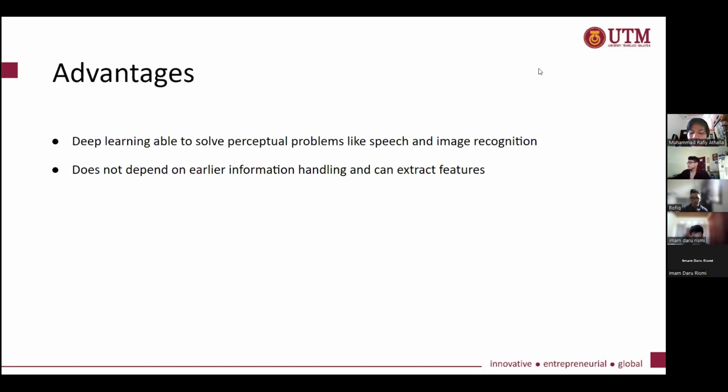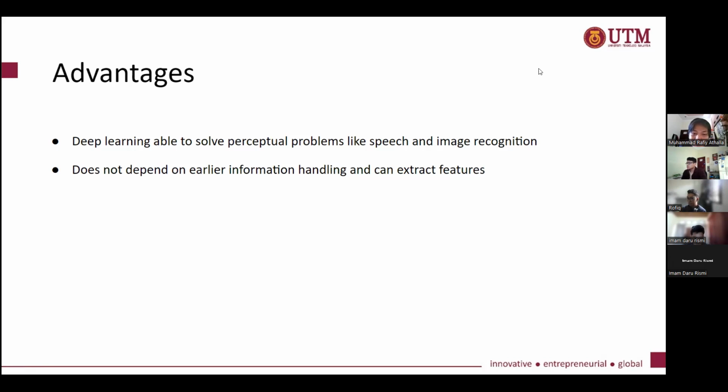Okay, I will explain the advantages and the limitations of deep learning. Firstly, the advantages. From the 5 articles that we reviewed, overall there are 2 advantages that we spotted. First, deep learning is able to solve perceptual problems like speech and image recognition. Image recognition has been quite difficult for a system, since what the system sees and what we see are completely different things. What the system sees is basically not the image itself, but the data within the image.